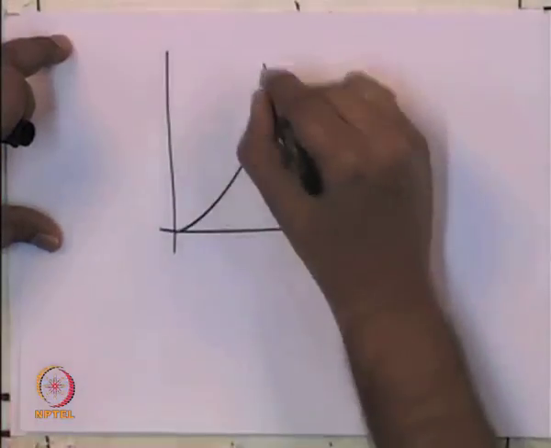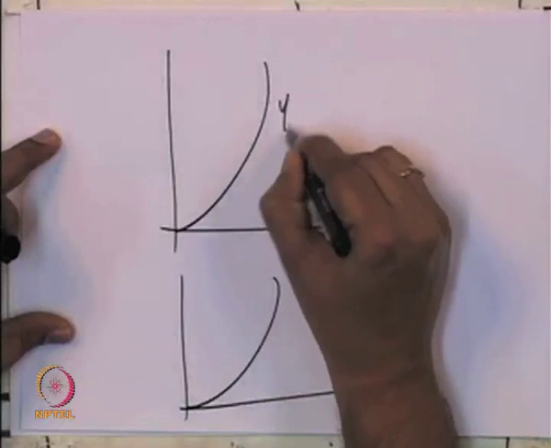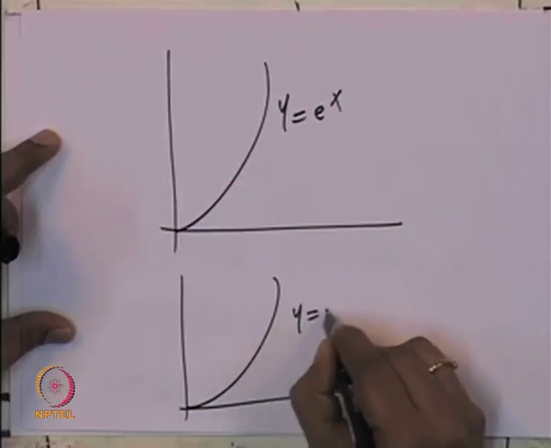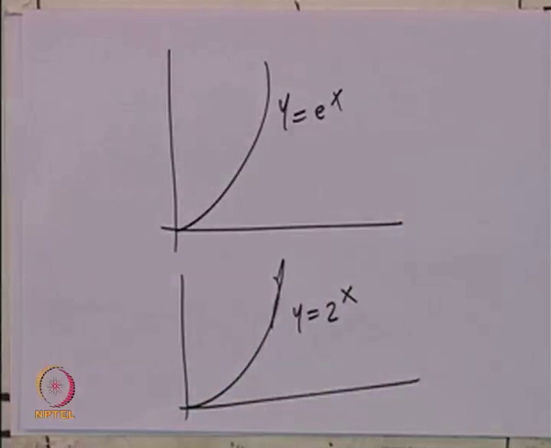So, we learned many functions like e power x and 2 power x. Let me just draw here: we had e power x which looks like this, and similarly 2 power x which also looks something like this. So, this is e power x and 2 power x. All these functions which we learned so far represent many natural phenomena. For example, 2 power x represents the bacterial growth.